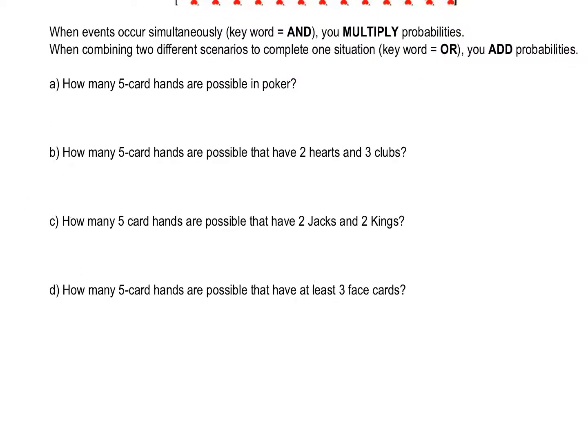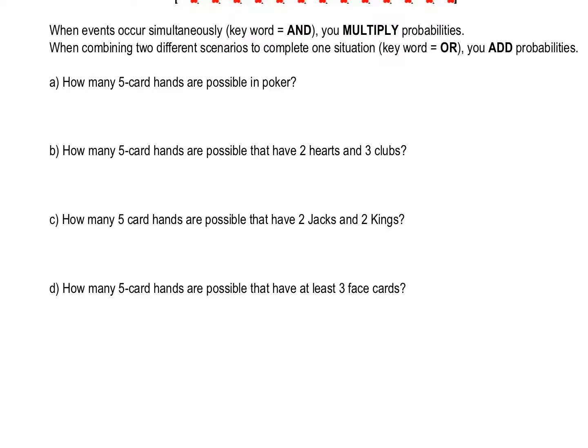And then I have a couple key things for you to note. When events occur simultaneously, that means "and," you multiply. However, if the question is an "or," you add. So those are a couple formulas that hopefully you remember from regular geometry class. You briefly touched on this, I believe, a couple years ago.